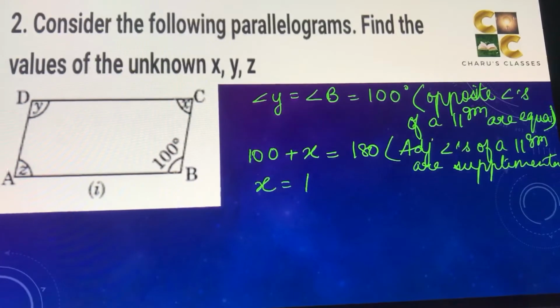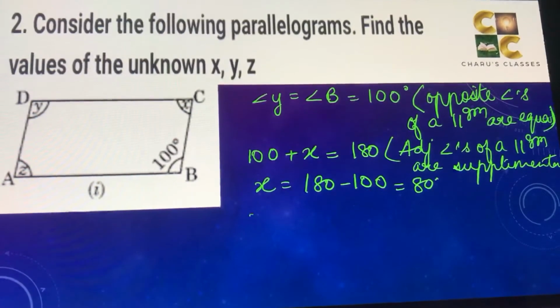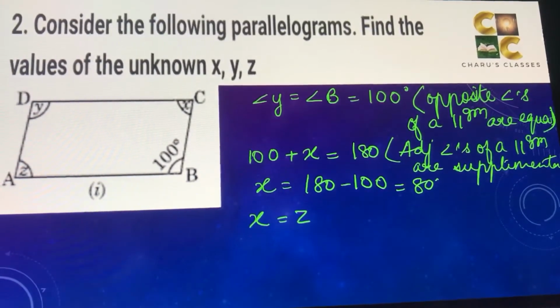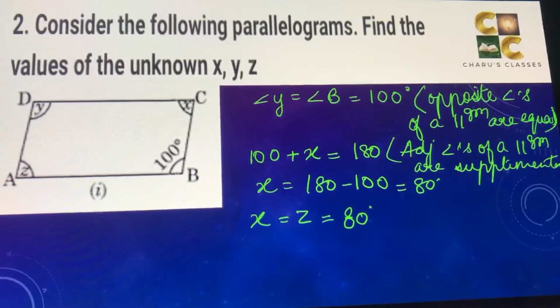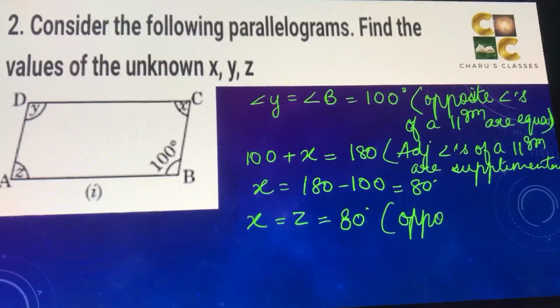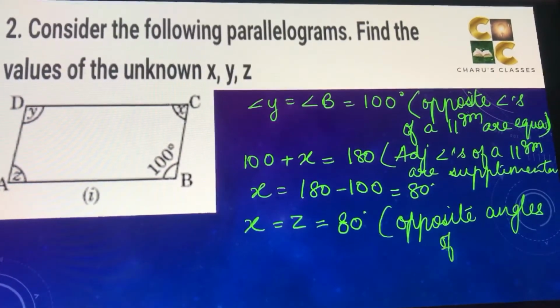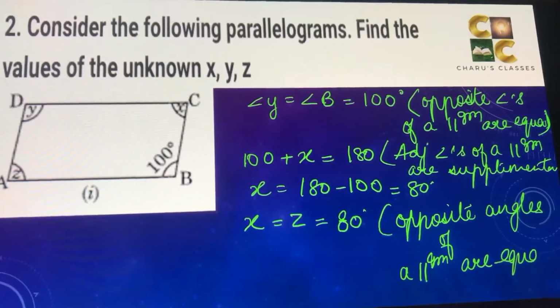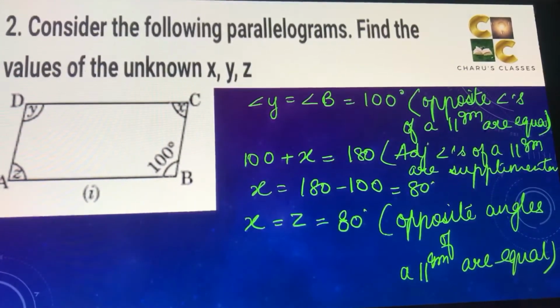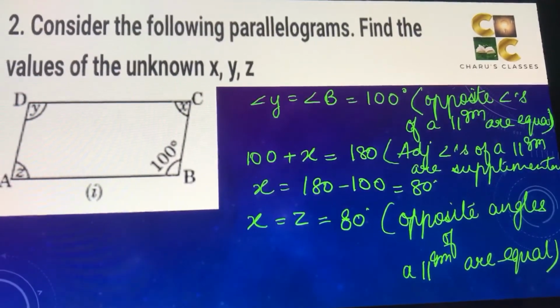So x is equal to 180 minus 100, which is equal to 80 degrees, and x is equal to z, which will also be 80 degrees, and the reason is that opposite angles of a parallelogram are equal. So here the value of x and z is 80 and angle y is coming as 100 degrees.